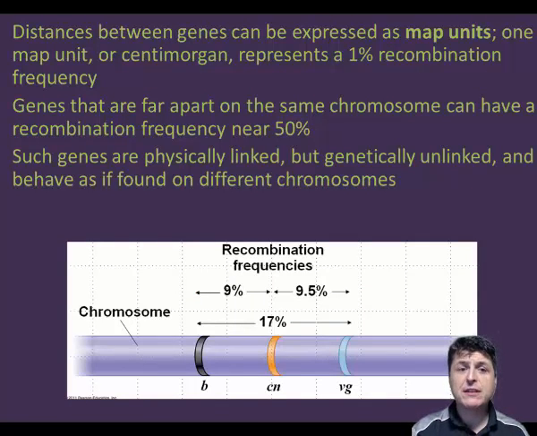Now, the distances between these genes can be expressed as map units. One map unit, or centimorgan, represents a 1% recombination frequency. Genes that are further apart on the same chromosome can have a recombination frequency near 50%. Such genes are physically linked, but genetically unlinked and behave as if they're found on different chromosomes. In other words, they cross over quite frequently.